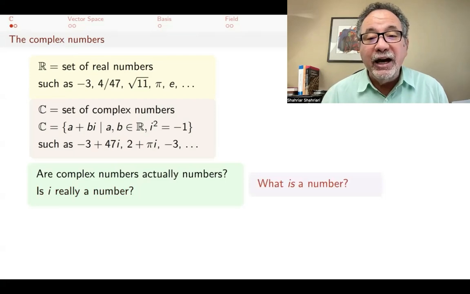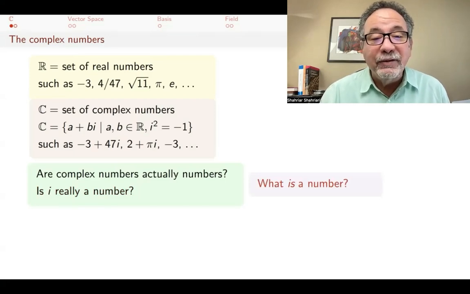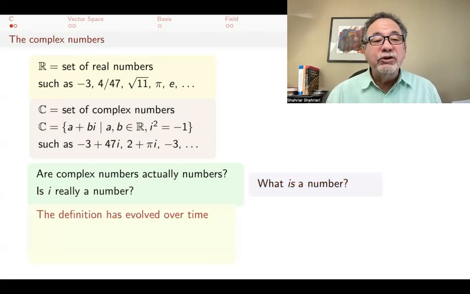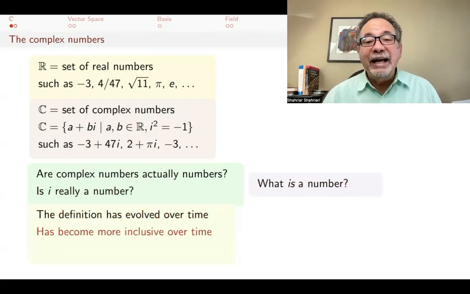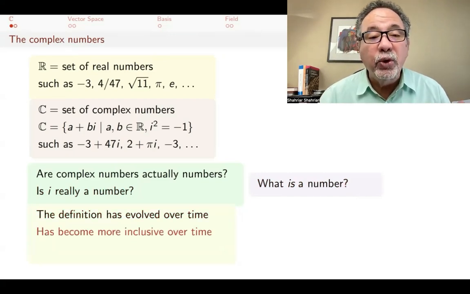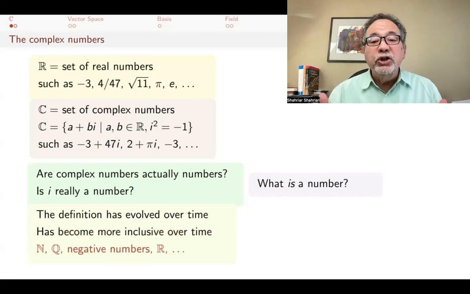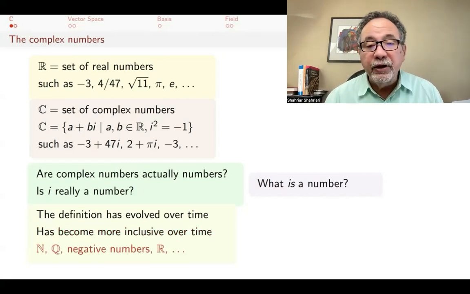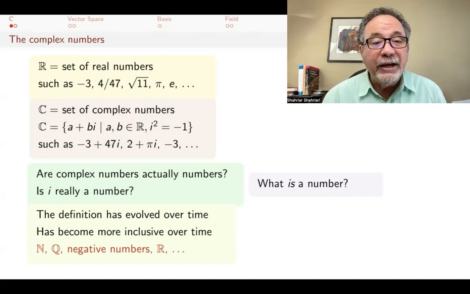If you are going to ask whether i is really a number or not, you have to ask what a number is. And that definition has evolved over time, and in fact, has become more inclusive and included more things over the centuries. Originally, the numbers that people thought of were the counting numbers, 1, 2, 3, 4, 5, 6, and so forth. It took a while before people thought about rational numbers also as numbers.